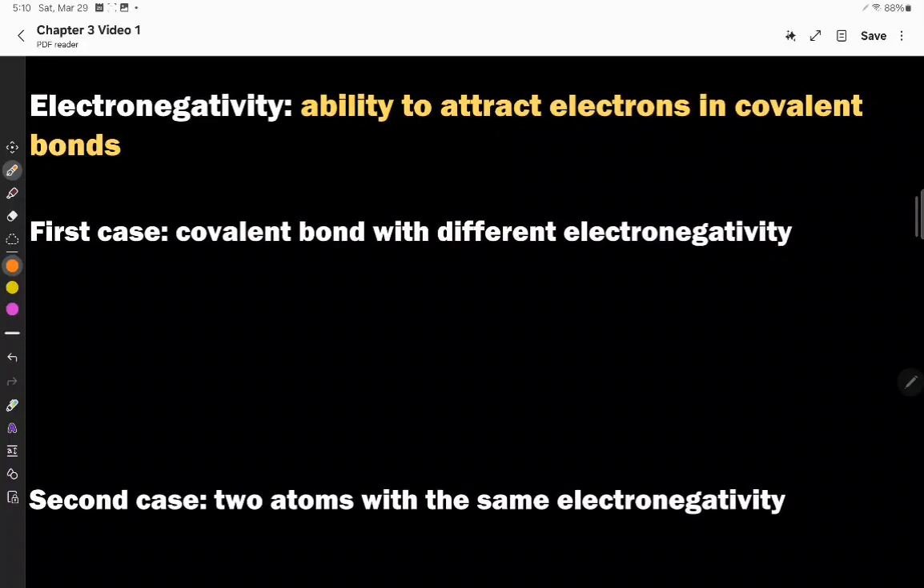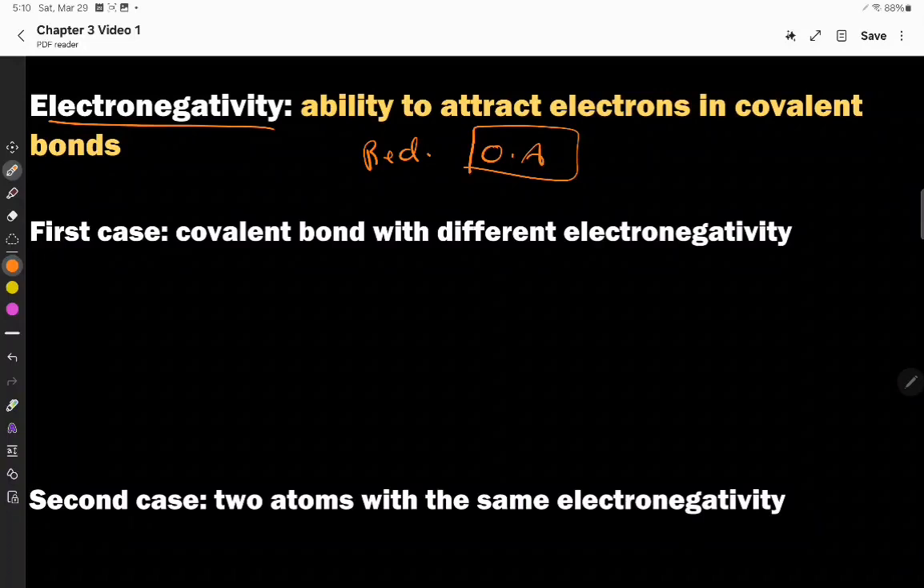So now we understand what is meant by electronegativity. Electronegativity is the ability to attract electrons. Now, the element which is more electronegative will attract electrons. When an element attracts electrons, it will be reduced, so it will be an oxidizing agent. Elements with high electronegativity are strong oxidizing agents, while elements with low electronegativity will be reducing agents, not oxidizing agents.